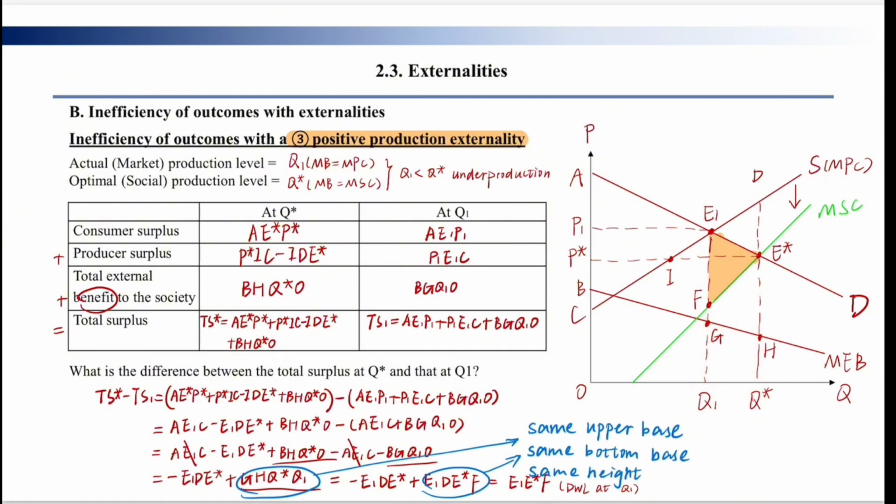So we can change the GHQ star Q1 into E1 D E star F, because these two trapezoids have the same upper base, the same bottom base, and the same height, so they have the same area. So this one minus this one is equal to this one minus this one. So finally we got that what we lost is E1 E star F. Okay, so E1 E star F is the inefficiency of outcomes with a positive production externality. So we finished the third type of externalities.